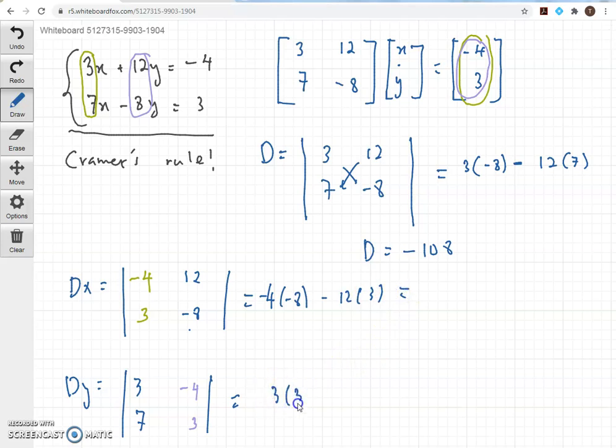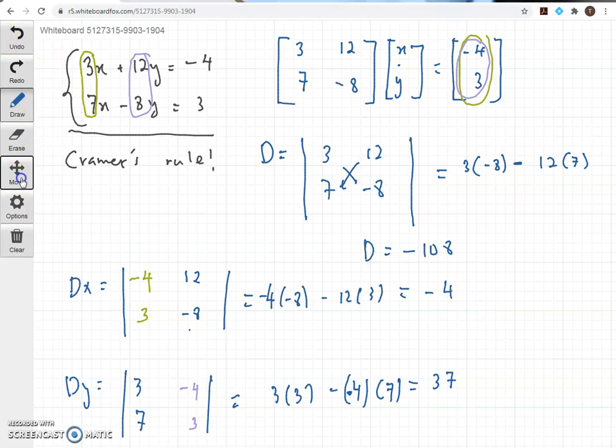Try to put it into the calculator. For Dy it will be 3 times 2 minus negative 4 times 7. Negative is still there, negative 4 times 7. So please press your calculator, and you get negative 4 and 34.